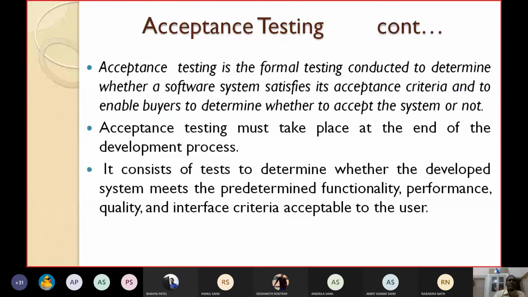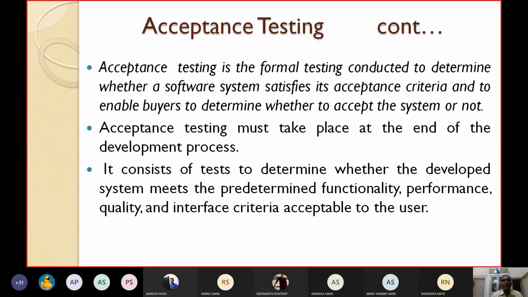So acceptance testing is the formal testing which is conducted to determine whether the developed software system satisfies its acceptance criteria and to enable buyers to determine whether to accept the system or not. So finally, based on this testing, the customer will take a decision whether to accept or reject the system. Acceptance testing must take place at the end of the development process. Since it is the final testing, based on this the customer will say whether to accept or reject the system. So when must it take place? At the end of the development process.